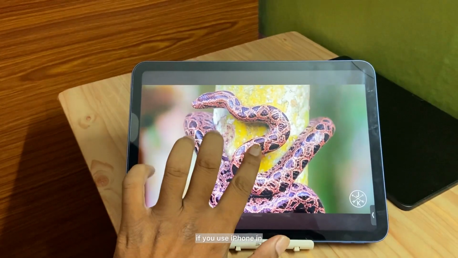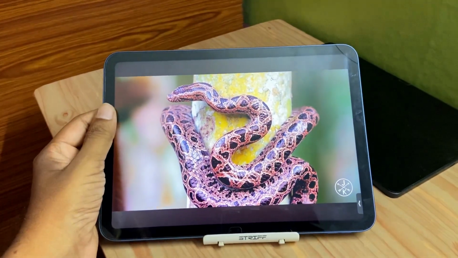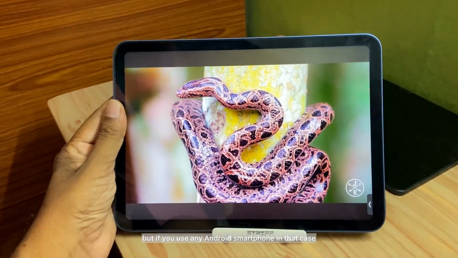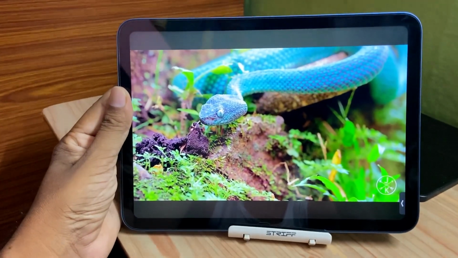So, if you use iPhone, in that case iPad Air 5th generation will be best for you, but if you use any Android smartphone, in that case you should buy OnePlus Pad 2.